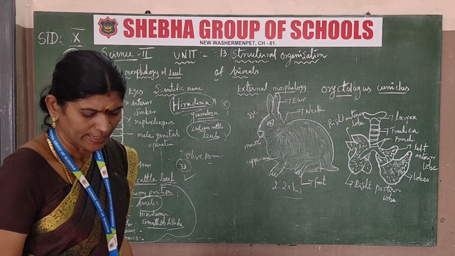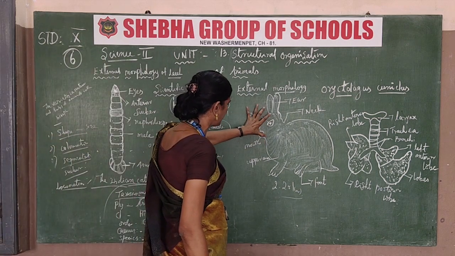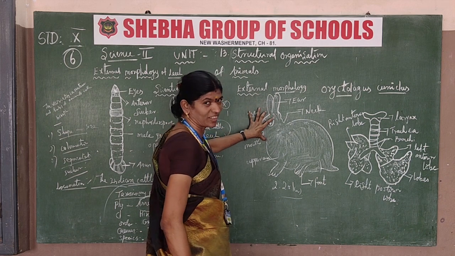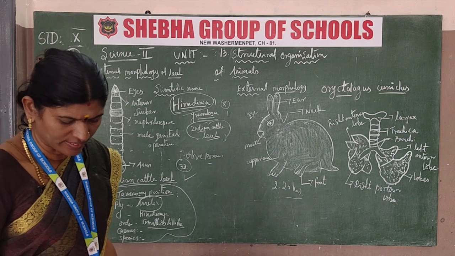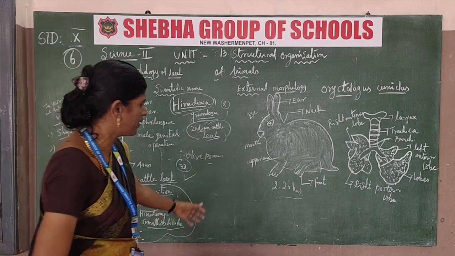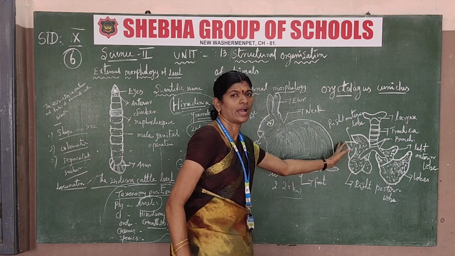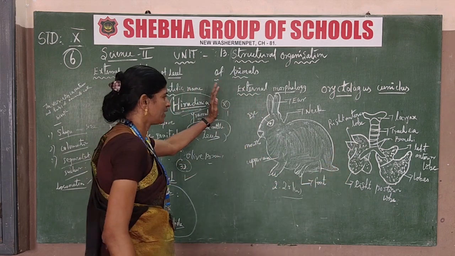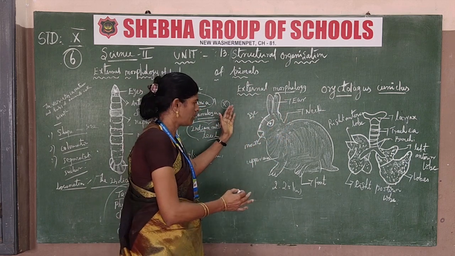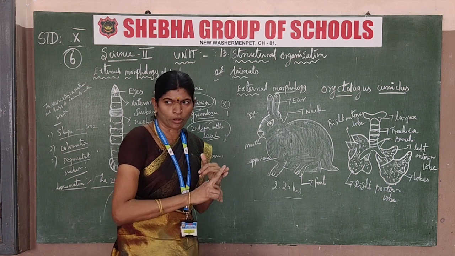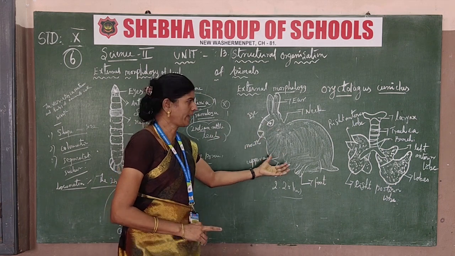The trunk is divided into the anterior thorax region and the posterior region with the anus. Okay, is it clear? That is only for the external morphology. Then the digestive, reproductive and nervous systems will be explained one by one.